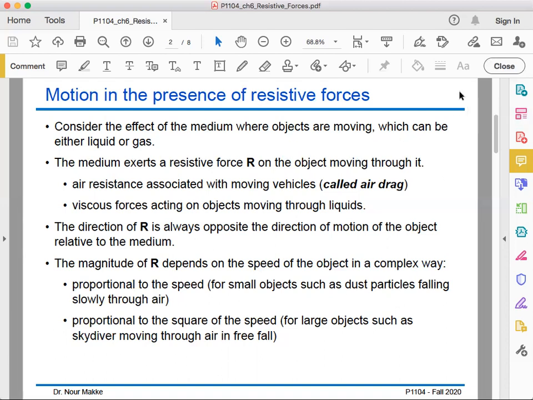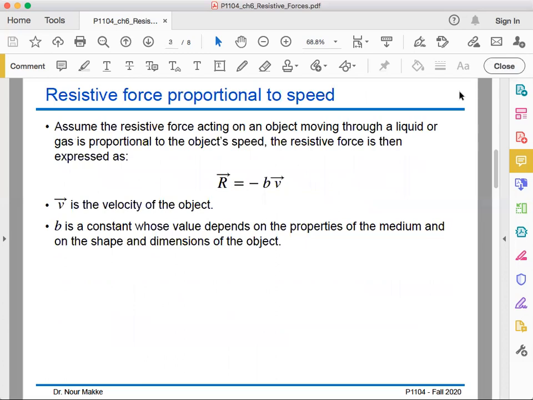Now, how can we write down an expression of R? Let's take the simple case where the resistive force is proportional to the speed. So assume that we have an object that is moving through a given liquid or gas, just a medium, okay? And assume that the resistive force in this case is proportional to the object's speed. So how can R be expressed? First of all, forget about the vectors. We can write down that R is equal to b times v. So in this case, we ensure that there is a proportionality between R and v through this factor.